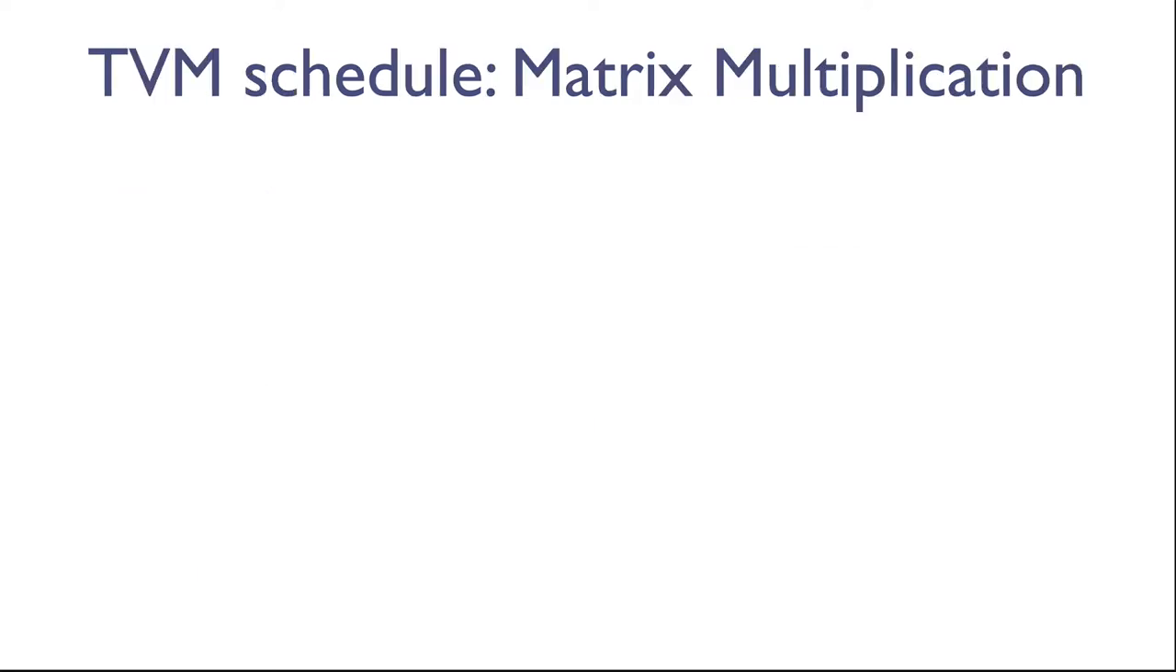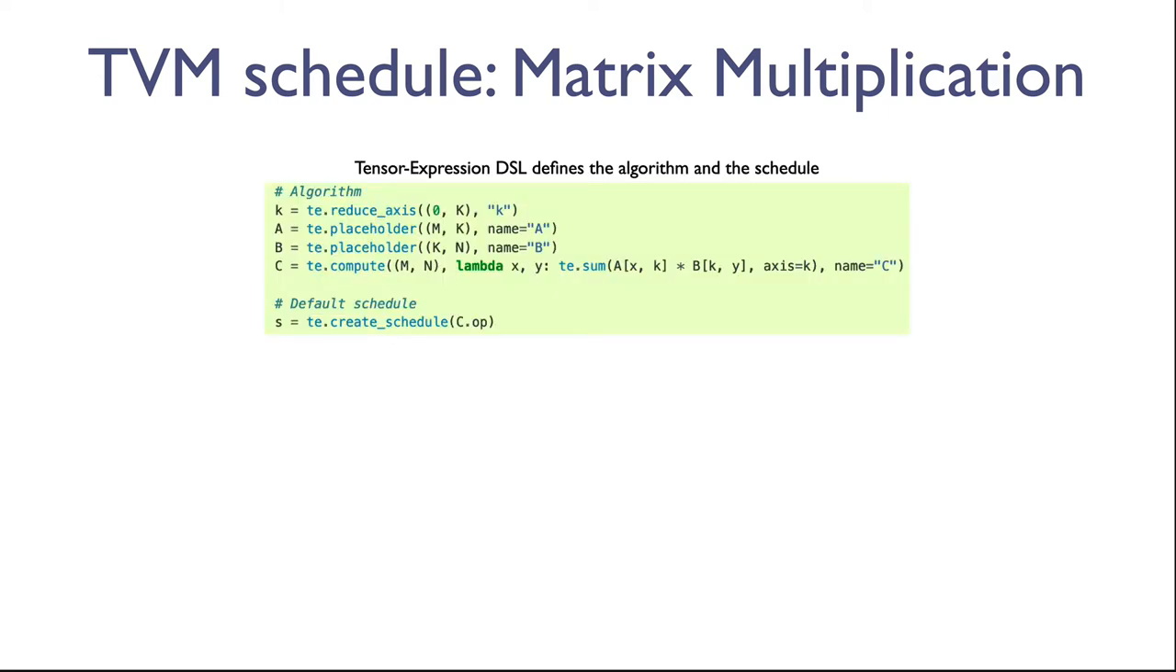Okay, so let's come back to TVM and look at a TVM schedule for matrix multiplication. There's a tensor expression domain-specific language that defines the algorithm and the schedule. Okay, so we have placeholders for the A and B matrices. We can define a reduction axis. And then we define the C matrix as an operation of multiplication between the A and the B matrices along the K reduction axis. And then from this information, TVM can create a default schedule.